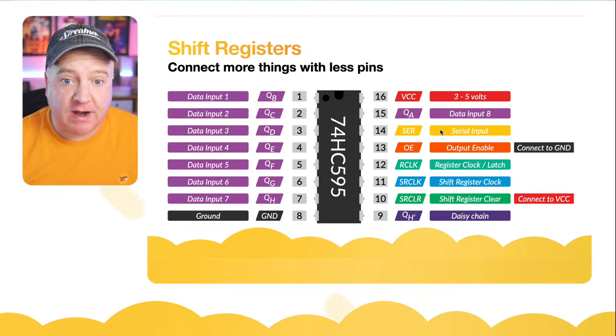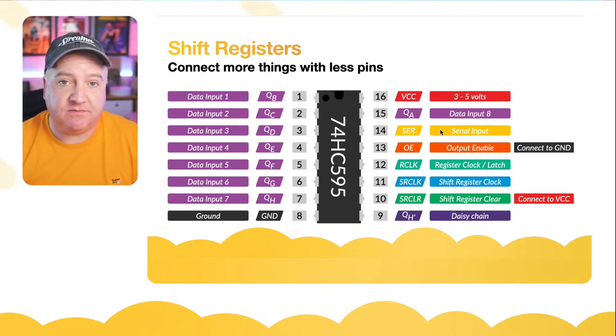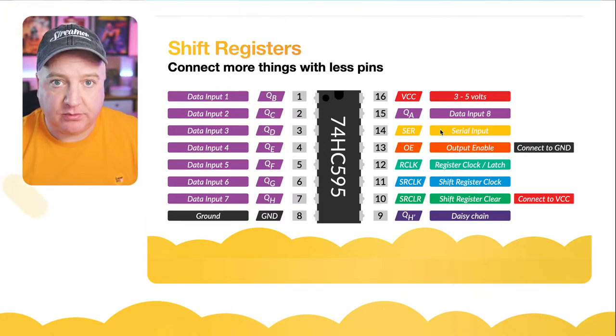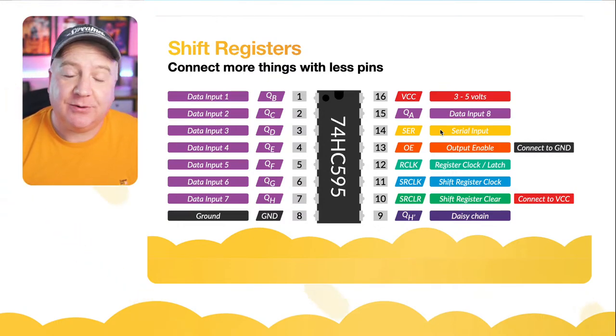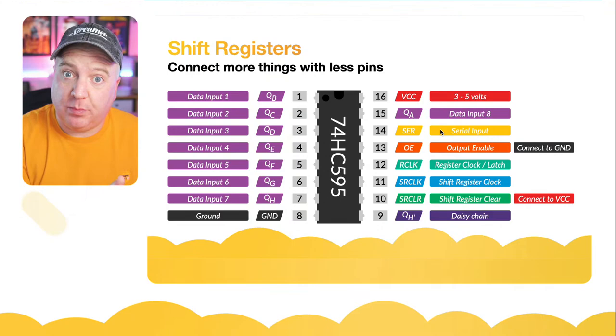We have to connect that to ground, which just means make this chip active, because we might have a sequence of these, and for some reason we might want to deactivate this particular chip in the sequence. And making that go high or not connected to ground will make this inactive. So output enable, connect that to ground. Then we have the register clock latch. I always think this is like a latch on a door, because once you open that latch, anything that's in the internal register will then be displayed on the output pins.